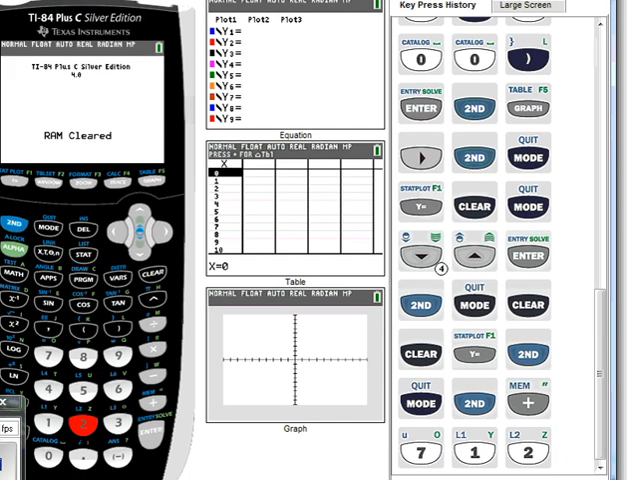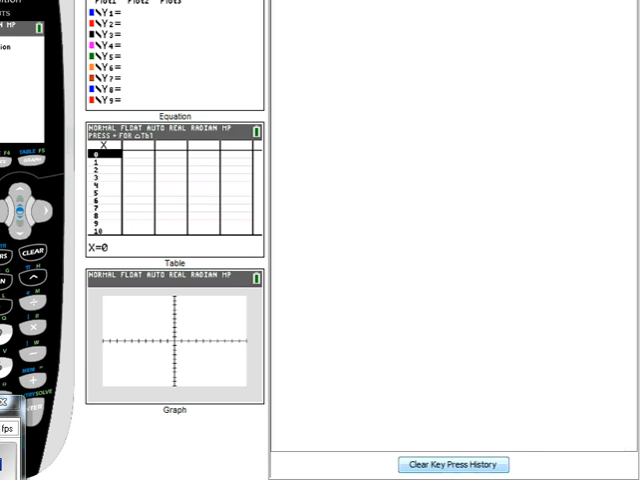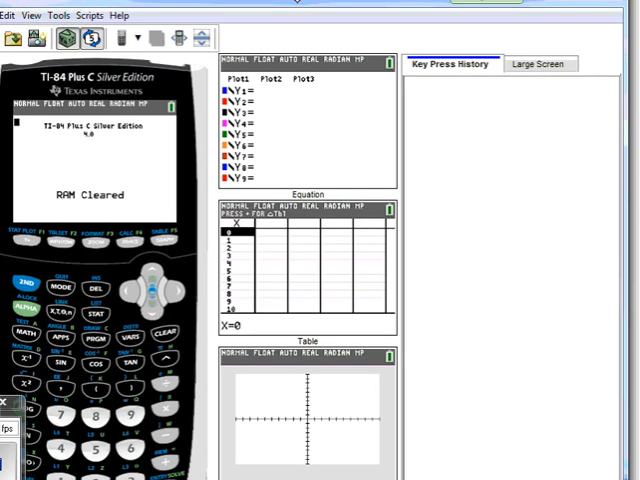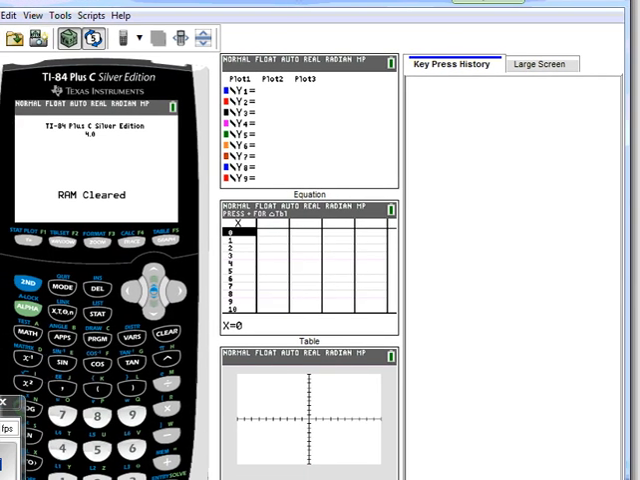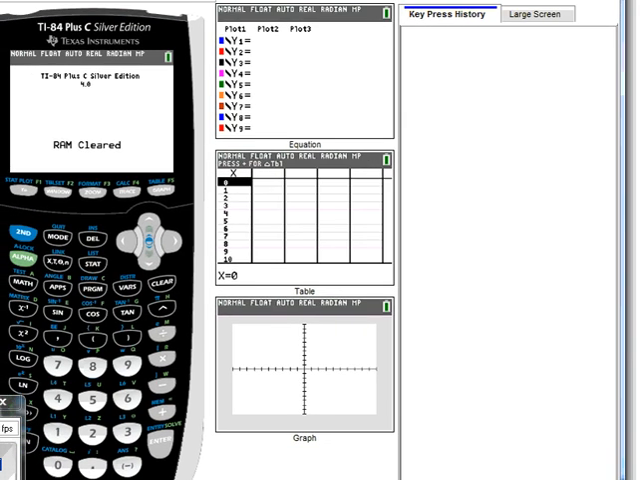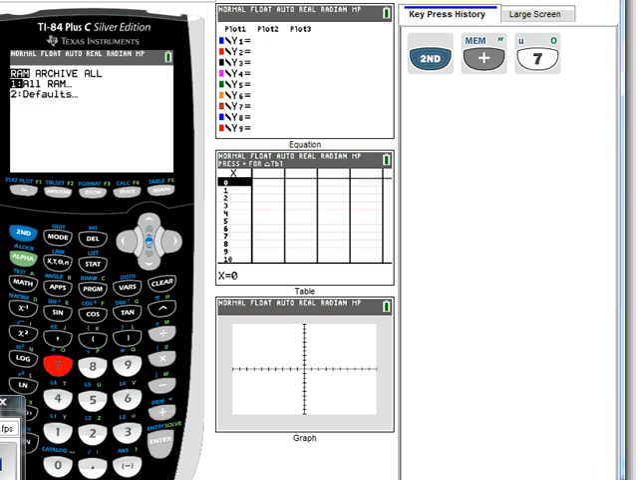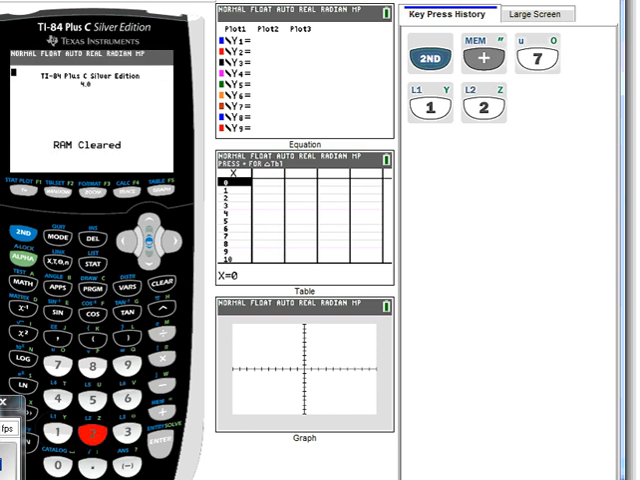And then you should see something like this. Check with your neighbor and make sure that they have the same screen that you have. I'll just get the keystrokes back up here. Second plus, you do 7, then you'll be clearing all RAM, and 2, and your keystrokes will be right up here too. All right, does everybody's calculator say RAM cleared or some variation on that?